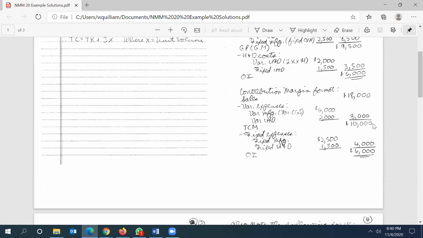Now, total contribution margin, how does it get its name? Well, total contribution margin represents the amount of sales dollars that we have left over once we covered our variable expenses. And it really is named because it contributes toward covering fixed expenses and then contributes toward providing for a profit. So, does that make sense? Okay.